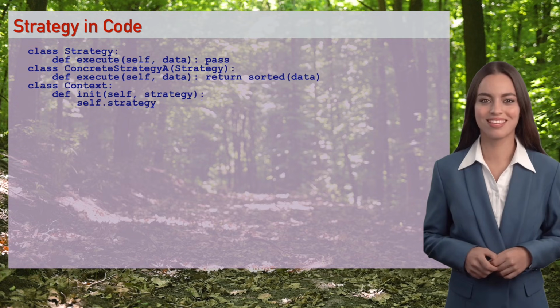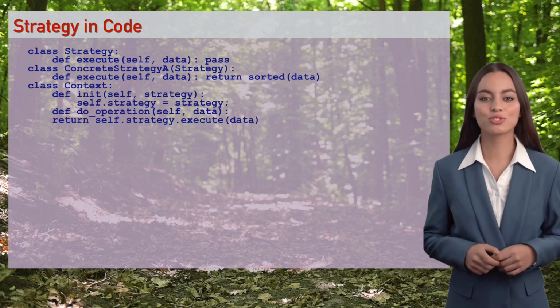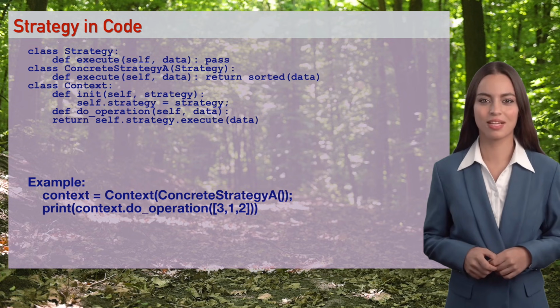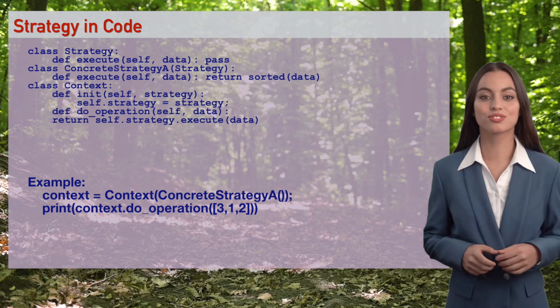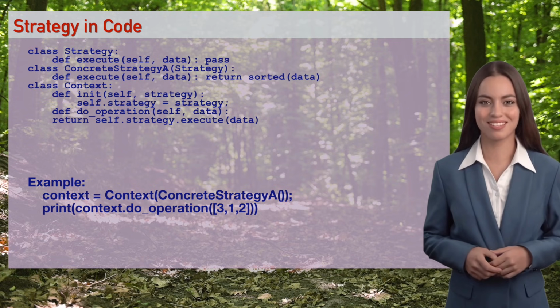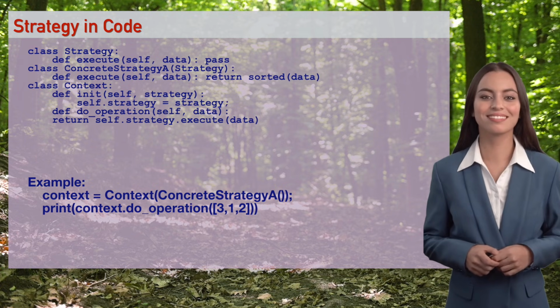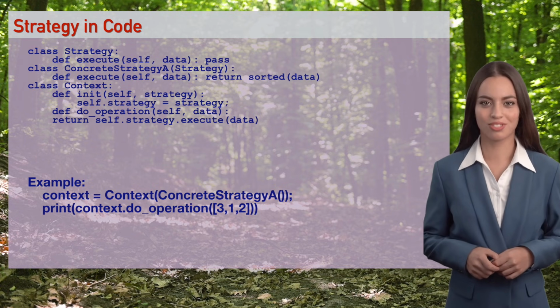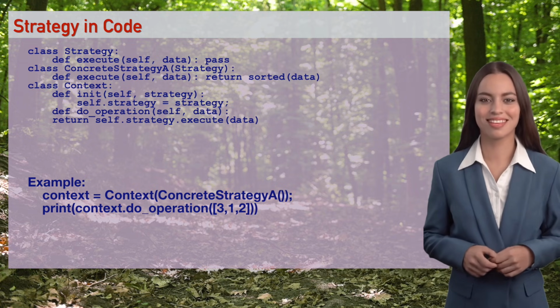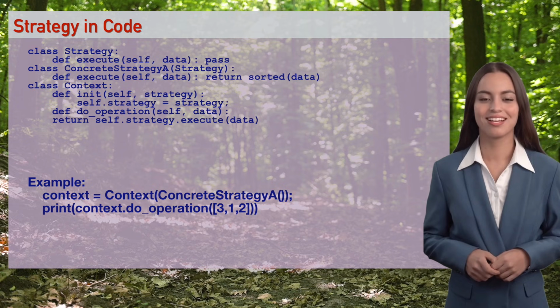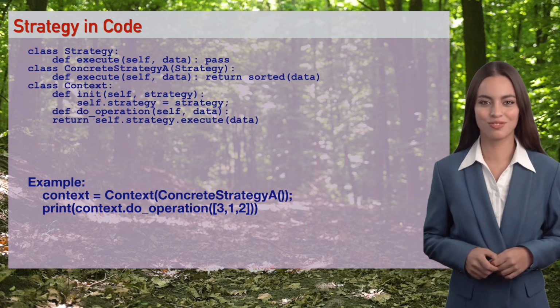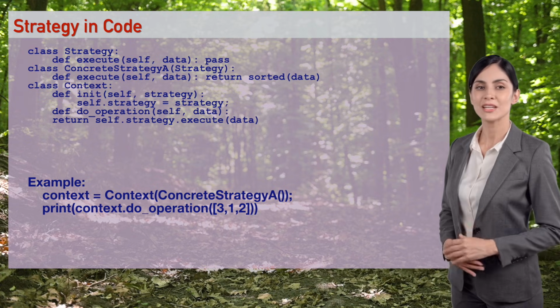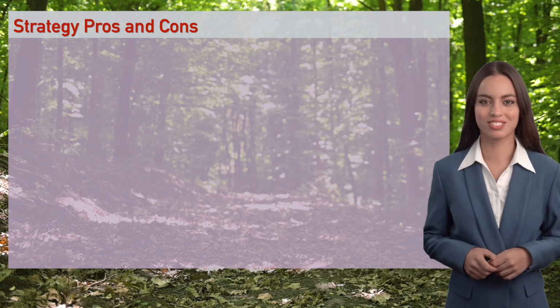Strategy in code, expanded with Python: an abstract strategy interface with an execute method taking data. Concrete strategies like A for sorting or B for reversing. A context class that holds a strategy reference set in init, and a do_operation method that delegates to the strategy's execute. Example: instantiate context with strategy A, call do_operation on a list to see it sorted, and easily swap strategies later. Interchangeability demonstrated vividly.